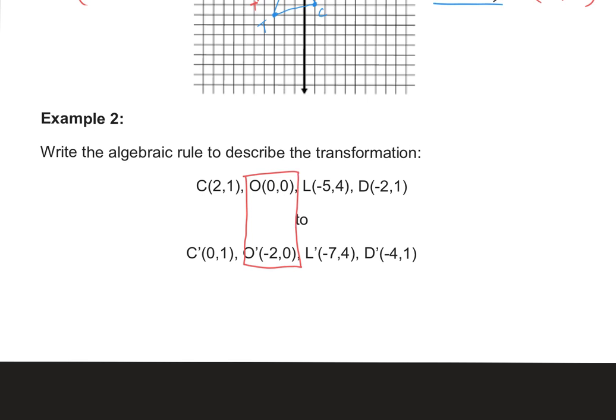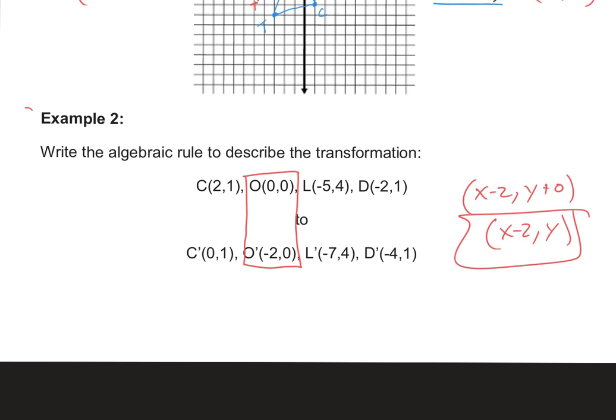And it seems like what we're doing here is we're taking the x value and subtracting 2 from it, and we're taking the y value and adding 0 to it. Now, you don't actually have to write the plus 0. You can leave it like that. And I'm just going to check and see if this is true for all of them. So the y's do seem to all stay the same. And am I just subtracting 2 from each one? 2 minus 2 is 0, -5 minus 2 is -7, -2 minus 2 is -4. Yes. So there we go. I have the rule. Boom. Easy peasy.